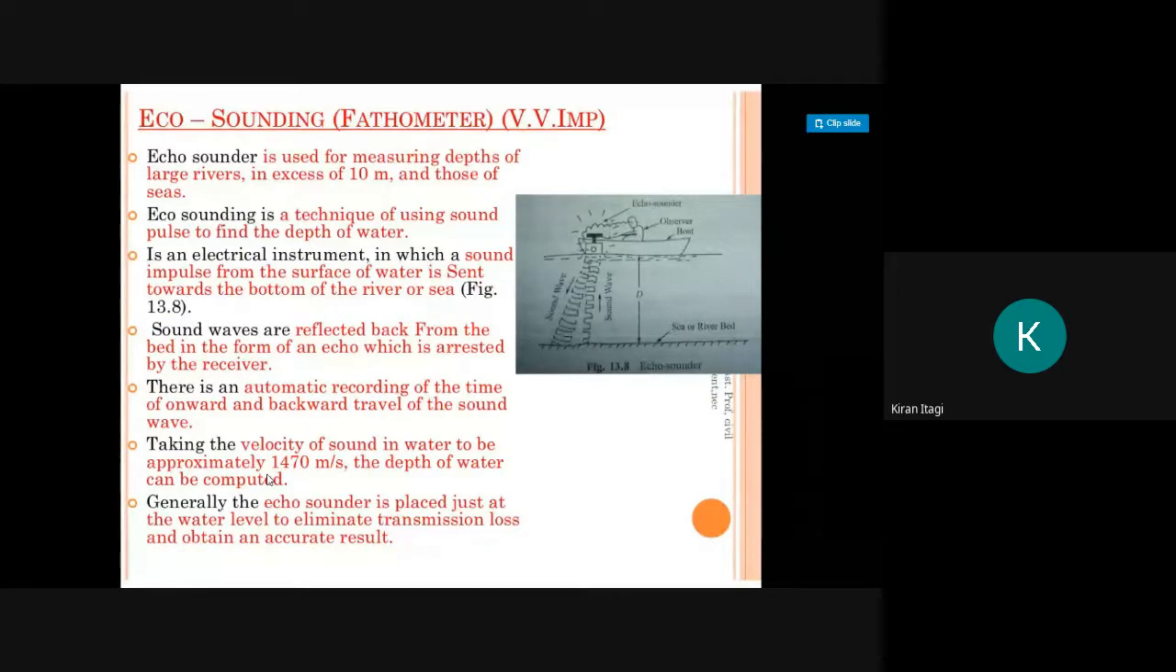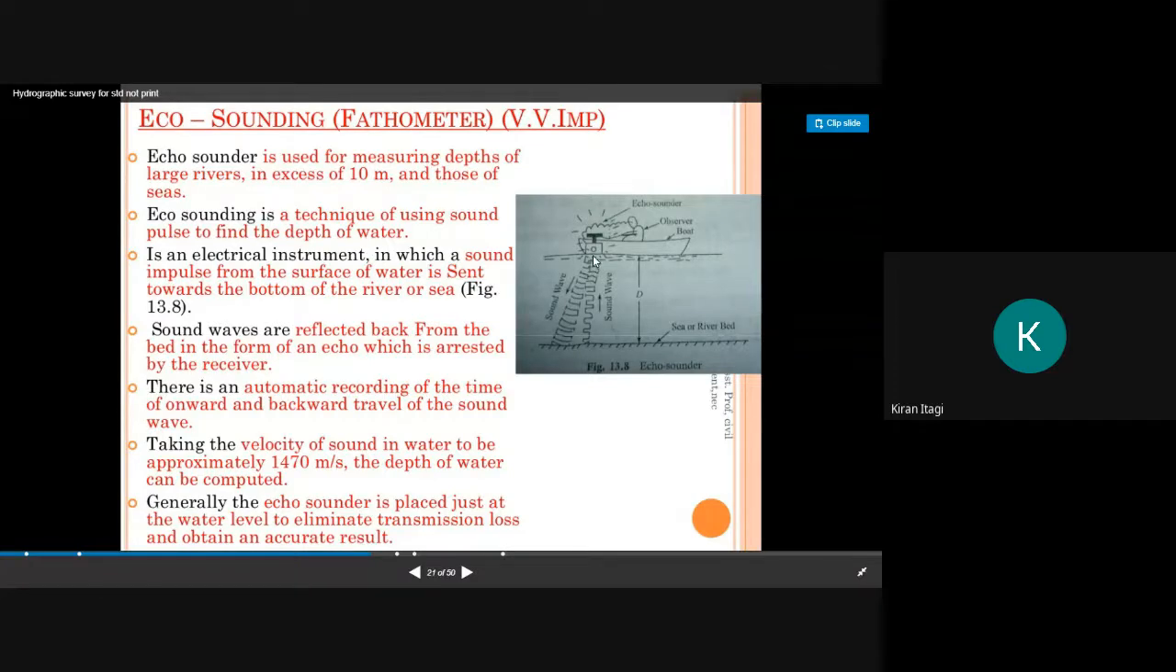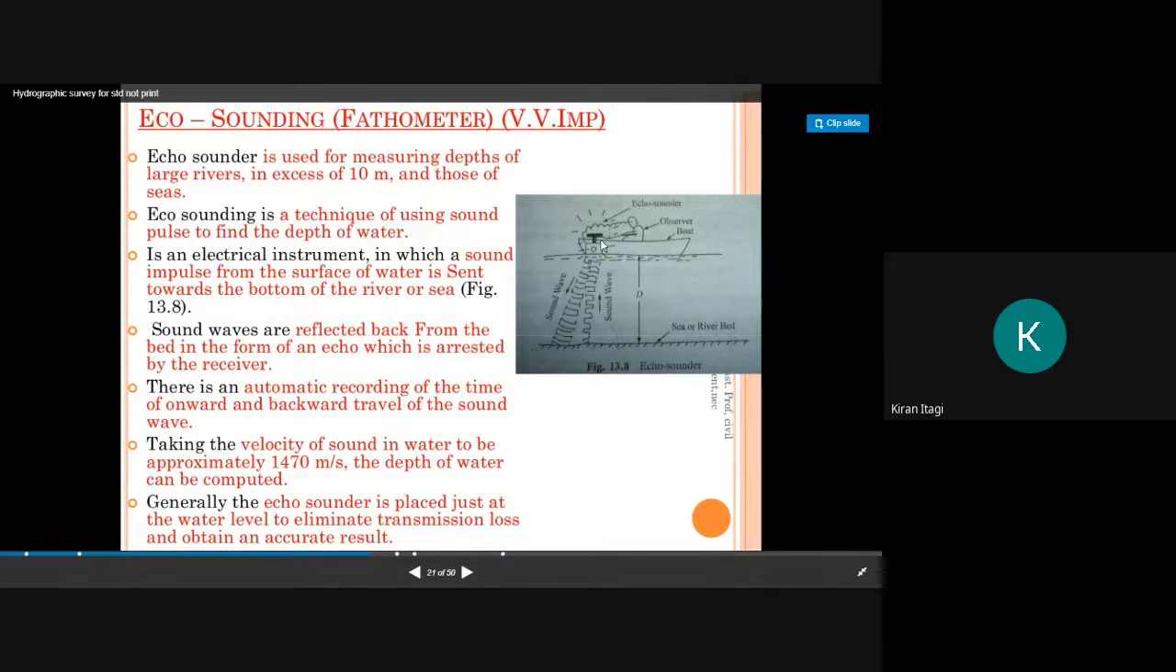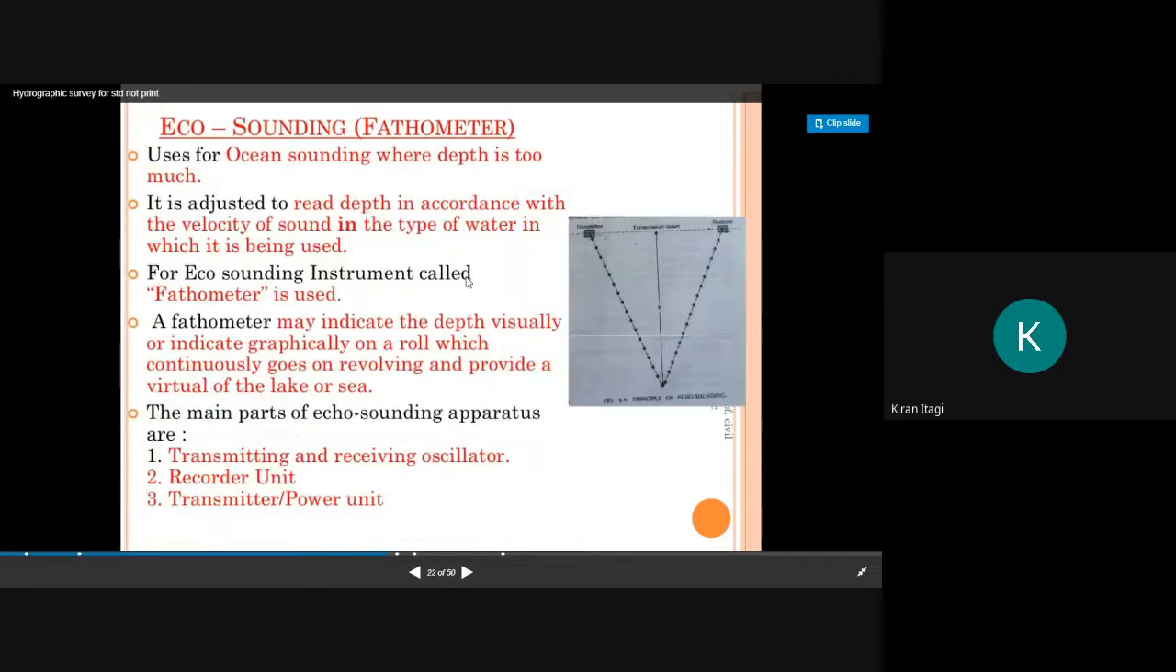Generally the echo sounder is placed just at the water level to eliminate transmission loss and obtain an accurate result. Here you can see it is placed in such a way that it is at the water level surface. It is neither a little bit up nor a little bit down, to have accurate results.